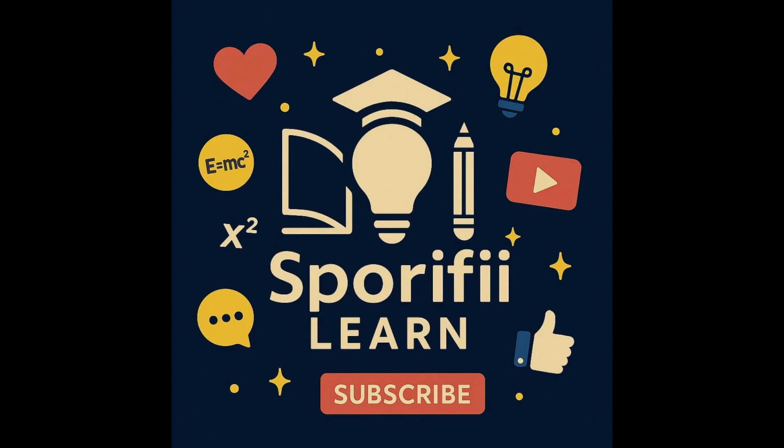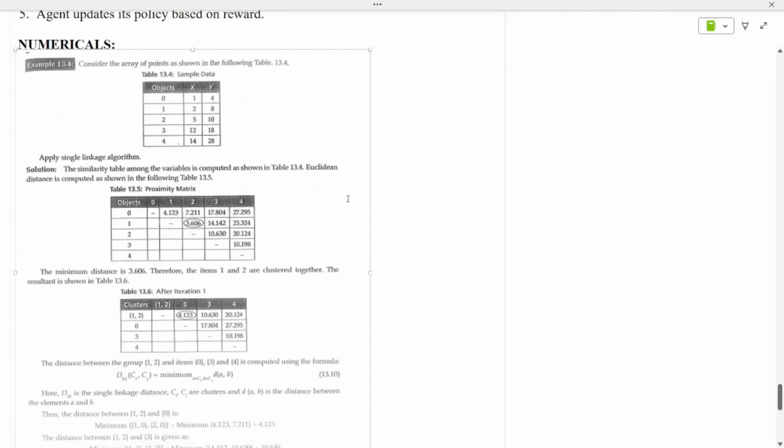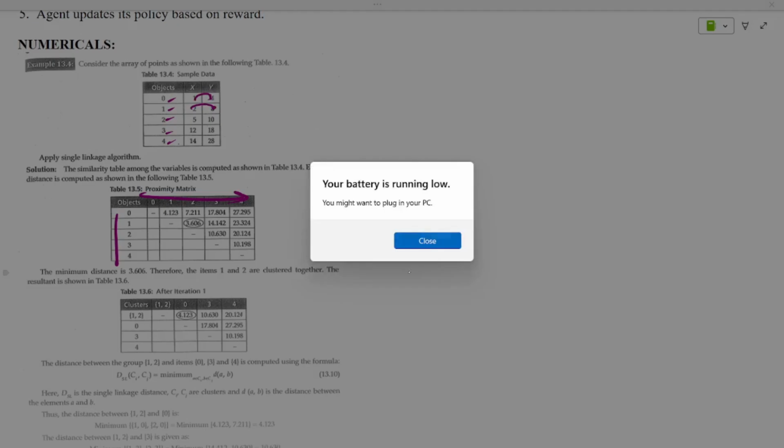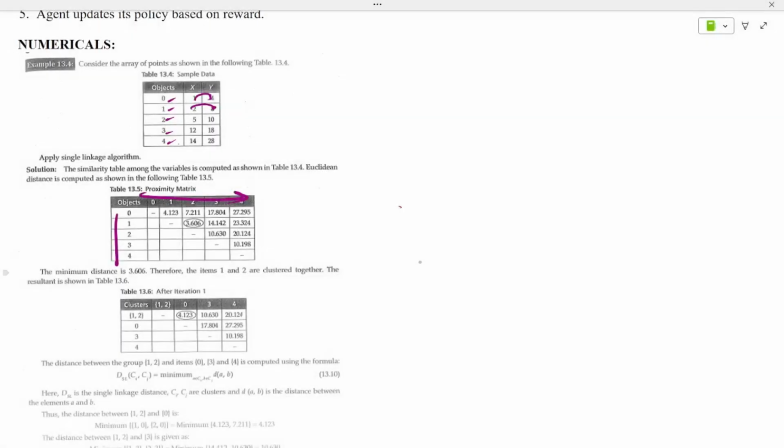Next, the last module is module 5, which is also easiest. Again, you just have to consider the single linkage. Single linkage means first you will be using a table, that is the proximity matrix, that is 0, 1, 2, 3, 4. You will be writing it in rows and columns, both sides, and you will be finding out the Euclidean distance between them. Euclidean distance means, as they have given, 1 minus 4 whole square, 2 minus 8, and again 5 minus 10, 12 minus 18, 14 minus.